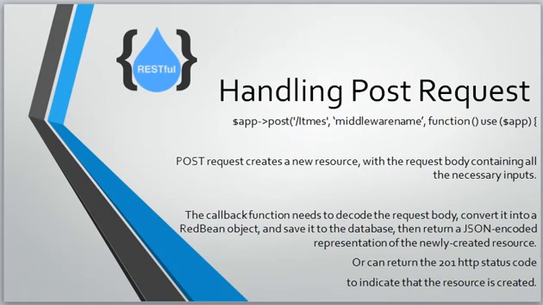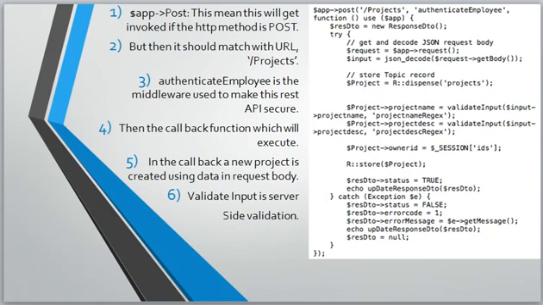Now let's see how to write the actual code. 1. $app->post. This means this will get invoked if the HTTP method is post. 2. But then it should match with the URL /projects. 3. Authenticate employee is the middleware used to make this REST API secure and allow authorization. 4. Then the callback function which will execute. 5. Then the object of response DTO is created.